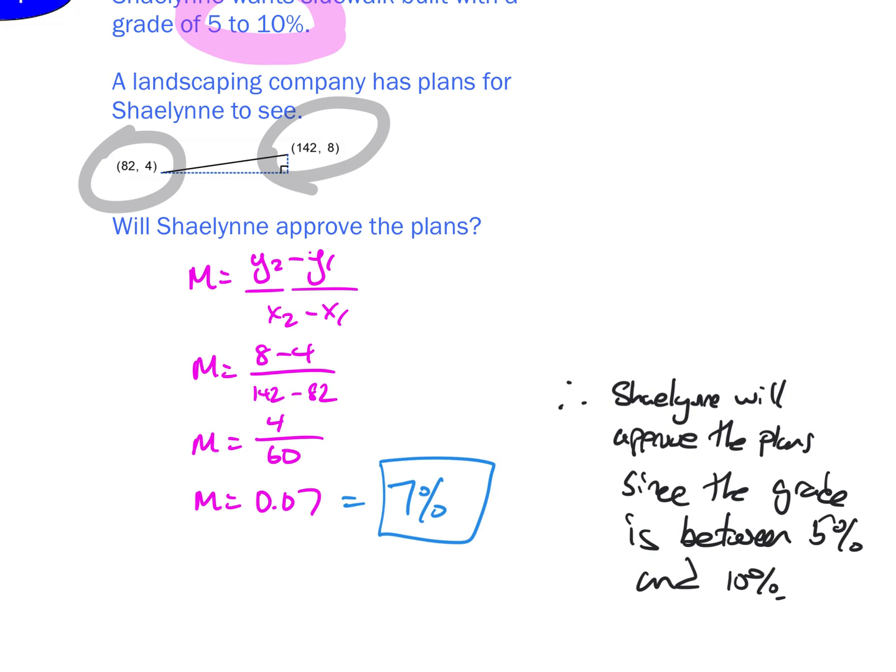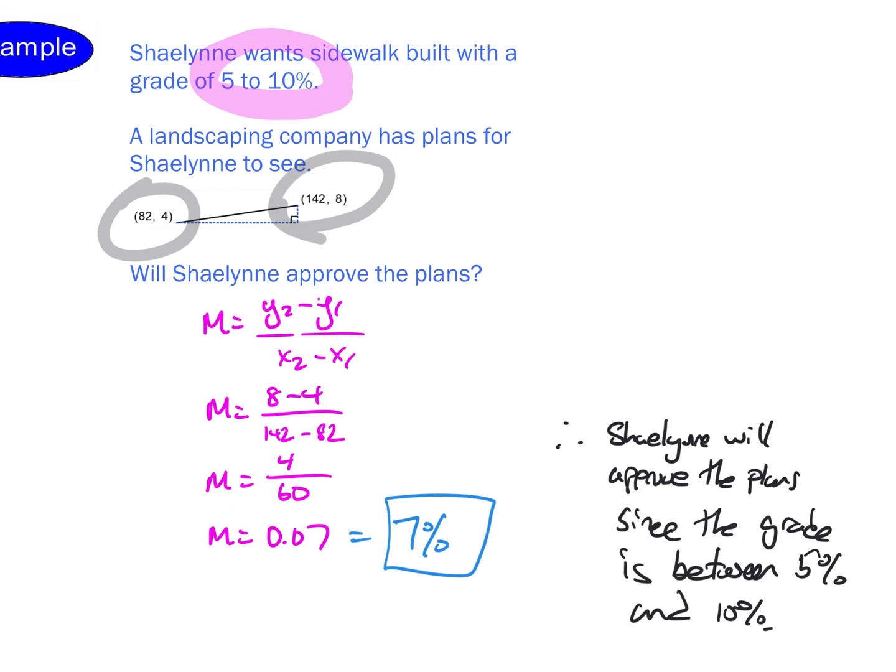Find the slope as a decimal, turn it into a percent, and we always do that by multiplying by 100 and then comparing it to the guideline in this question, which is 5 to 10%. And it works because it's 7, so all is good. The plans can be approved.